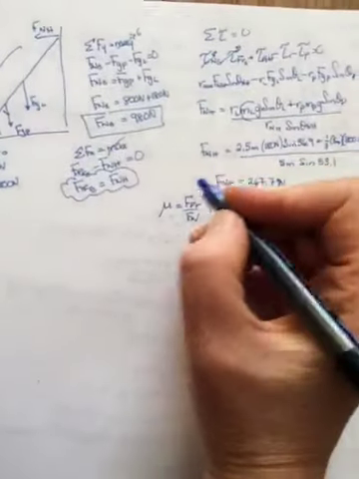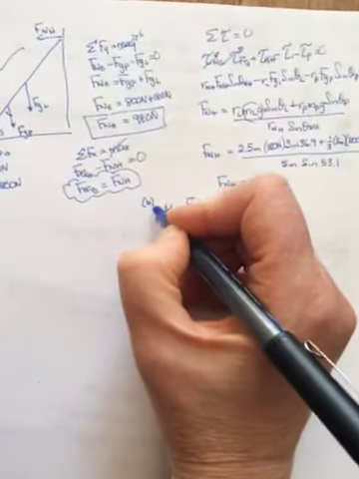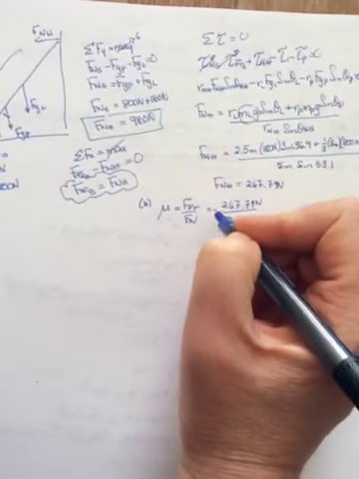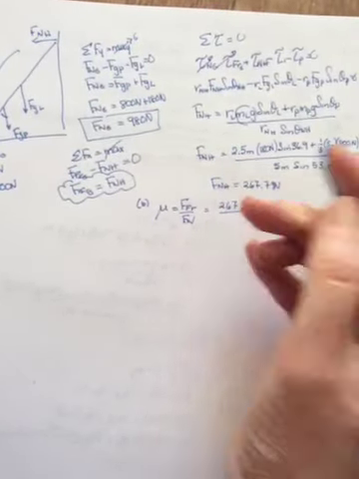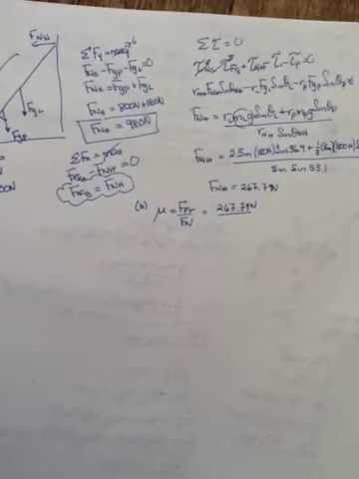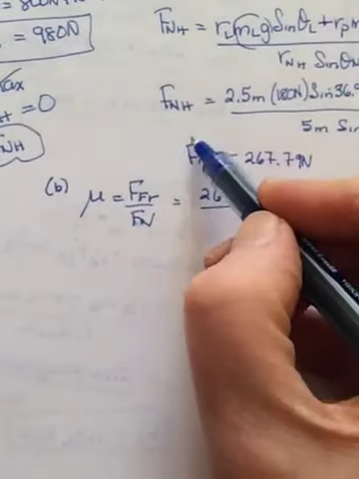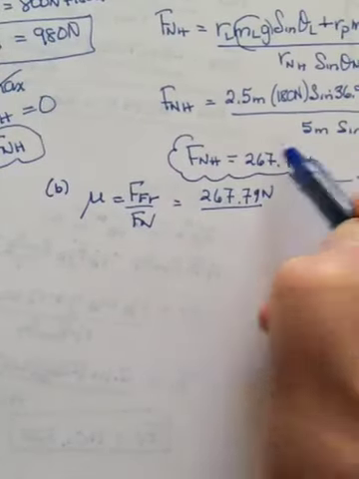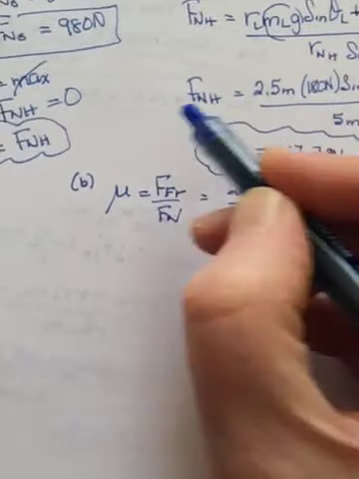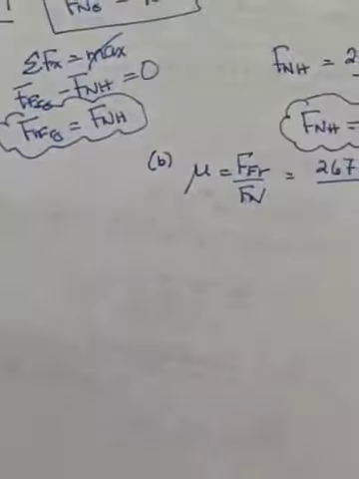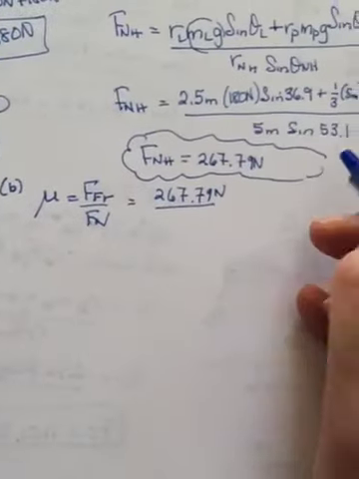Okay, so where we left off was part B of number 5. We were finding the coefficient of friction. We had just found the normal of the house. And of course the normal of the house is the friction of the ground.